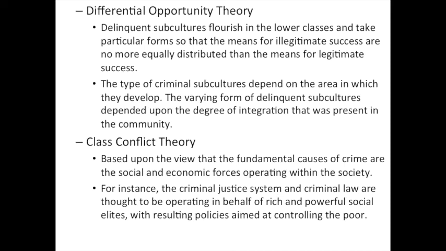Usually they are formed just because they are denied access. They do not have the chance to achieve their goals in a legitimate way. Okay? So, differential opportunity theory, because of the differences of opportunity. The type of criminal subcultures depends on the area in which they develop. The varying forms of delinquent subcultures depend upon the degree of integration present in the community.